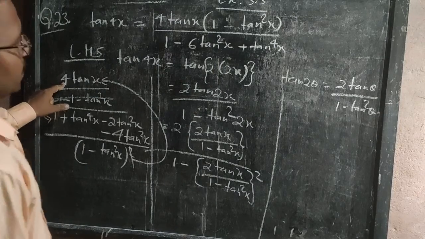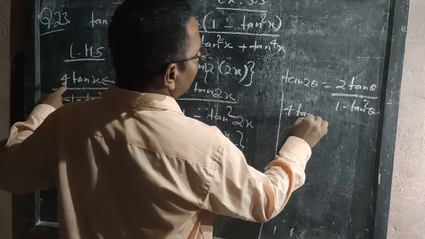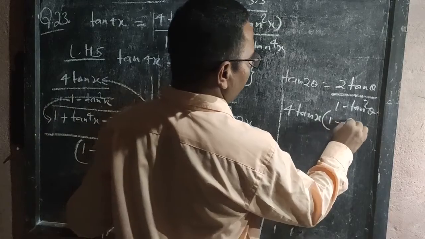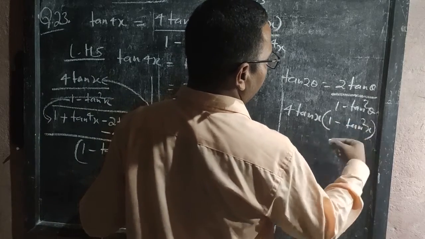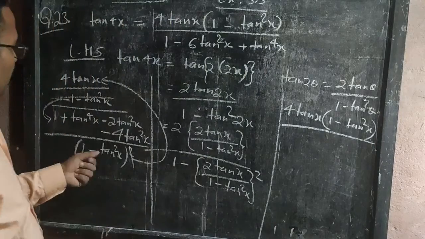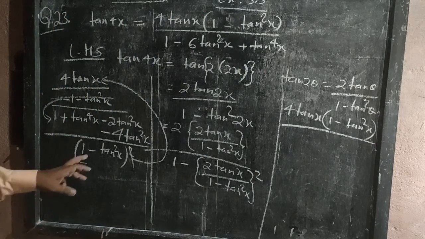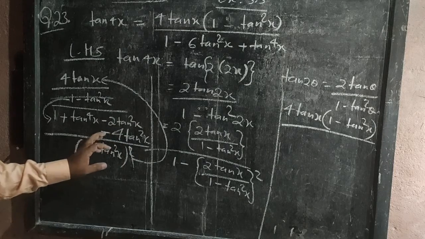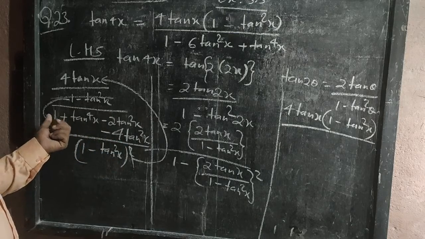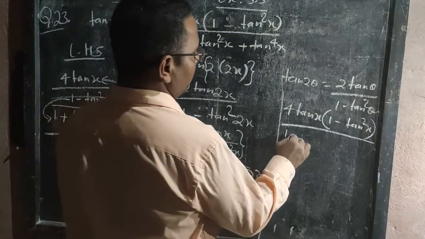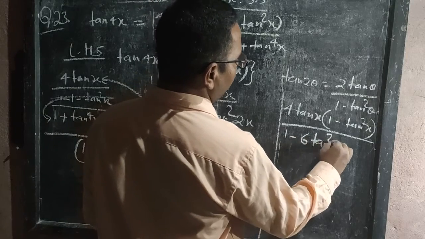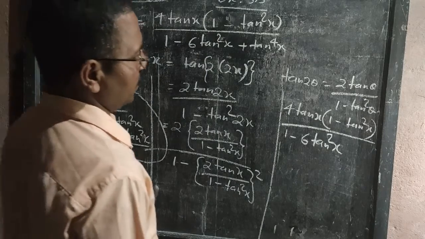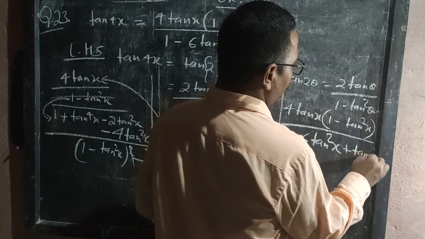So now 4 tan x, in the bracket 1 minus tan square x, keep it as it is, upon. So in the denominators, what can we do here, generally minus 4 tan square x and minus 2 tan square x. So it can be written here minus 6 tan square x. So 1 minus 6 tan square x, plus tan to the power 4x. This much is remaining.